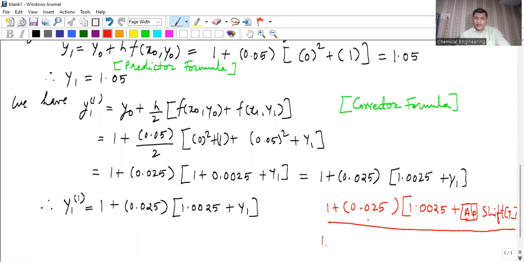So are you able to get the equation like this? 1 plus 0.025 and this will be 1.0025 plus y. This should be displayed on the display of a calculator. Are you getting this on the display? Sir, can you repeat that? How to write that? These numbers you can easily write, right?